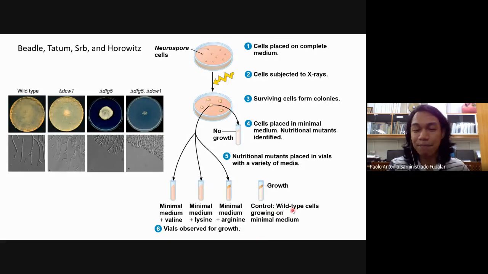What is wild type? This is the Neurospora that they did not expose to X-ray. So the Neurospora is able to survive even in minimal media, even with no nutrients, because they can create their own nutrients out of the raw materials. But among the mutants, as you see here, only the one grown in arginine really survived. So this is the Beadle, Tatum, Serb, and Horowitz experiment.